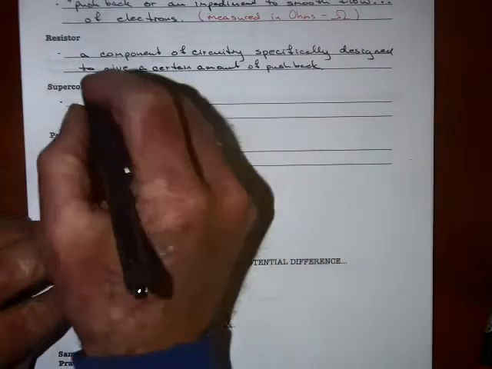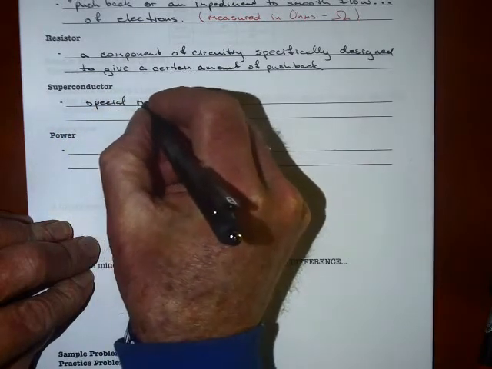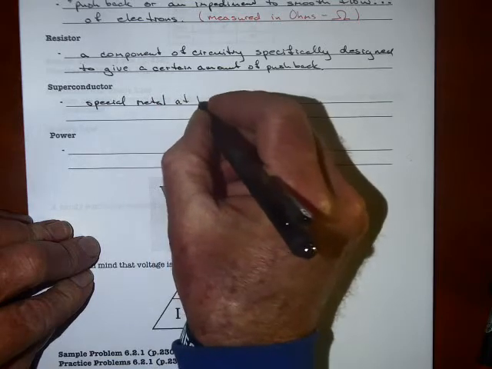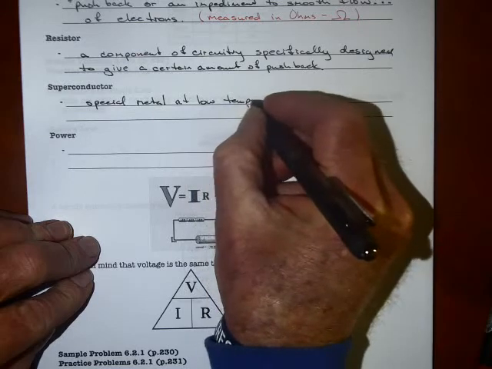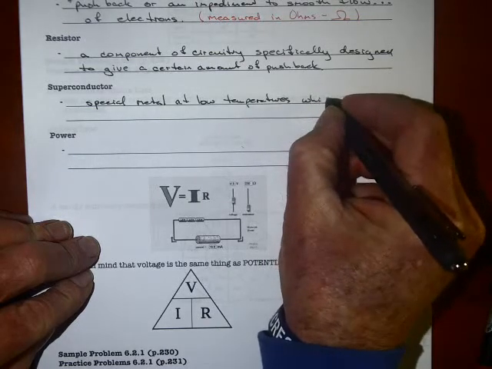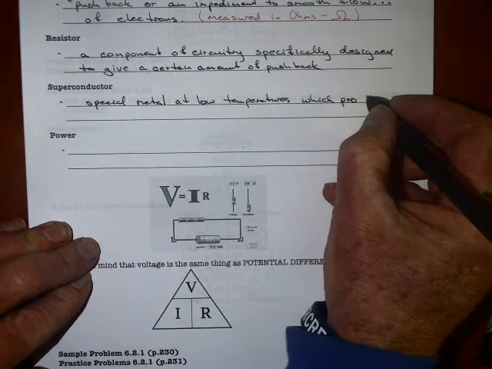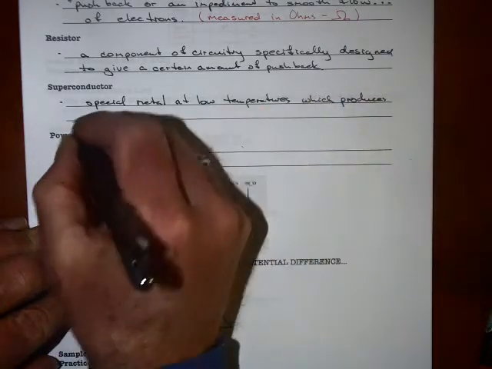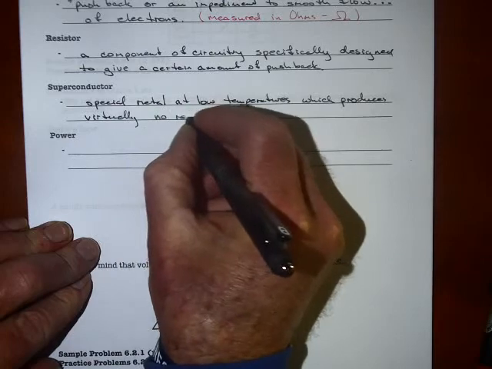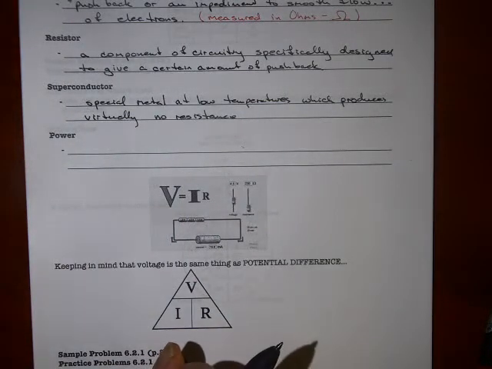A superconductor, as the name implies, is a special metal at low temperatures which produces virtually no resistance. Okay?